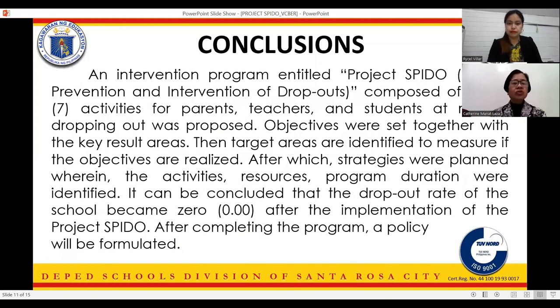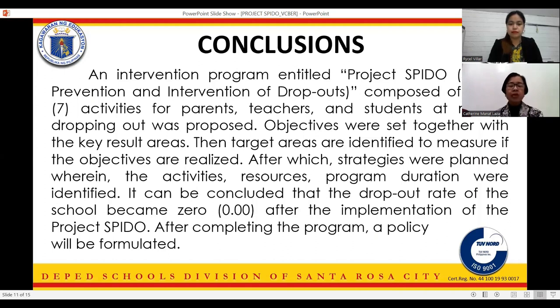And for our conclusion, an intervention program entitled Project SPEDO, School Prevention and Intervention of Dropouts, composed of 7 activities for parents, teachers, and students at risk of dropping out, was proposed. Objectives were set together with the key result areas. Then target areas were identified to measure if the objectives are realized, after which strategies were planned wherein the activities, resources, and program duration were identified.